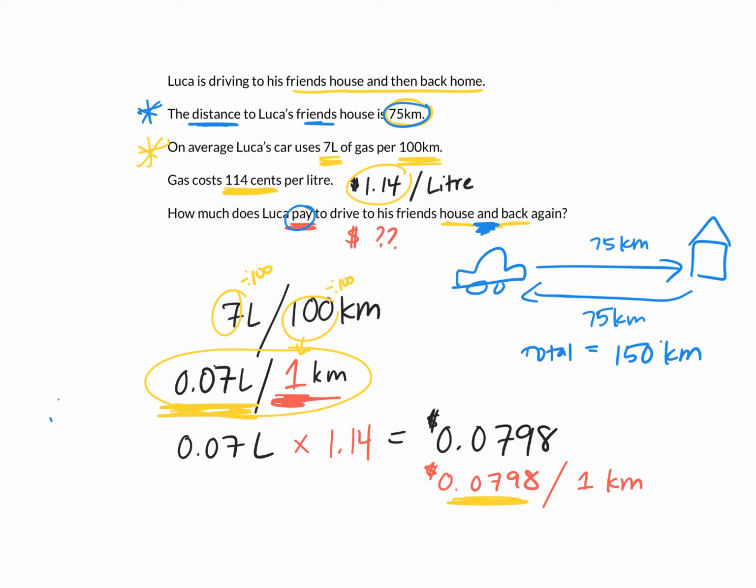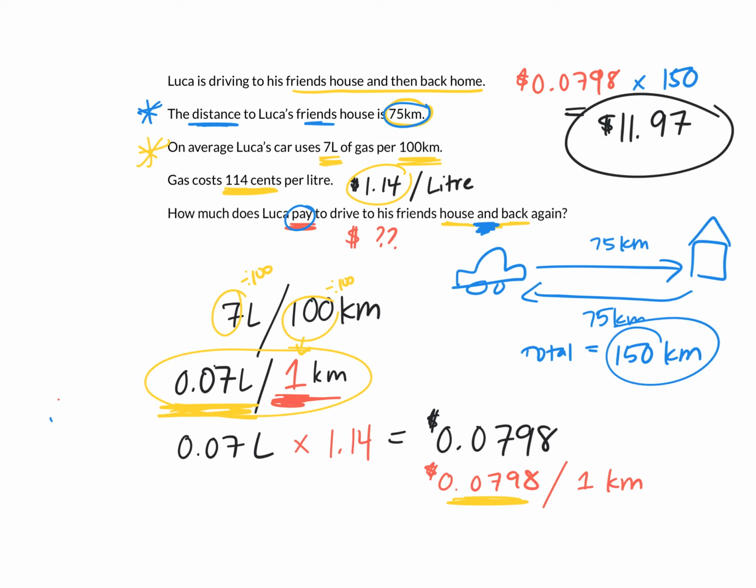Okay, well, he's spending 0.0798 for every 1 kilometer. But if he's traveling 150 kilometers, what do we have to do to calculate how much he spends altogether? That's right, we're going to take the cost for 1 kilometer, 0.0798, and we're going to multiply it by 150, and let's see what we get. And we get $11.97. So that's how much it's going to cost him in gas to go to and from his friend's house.